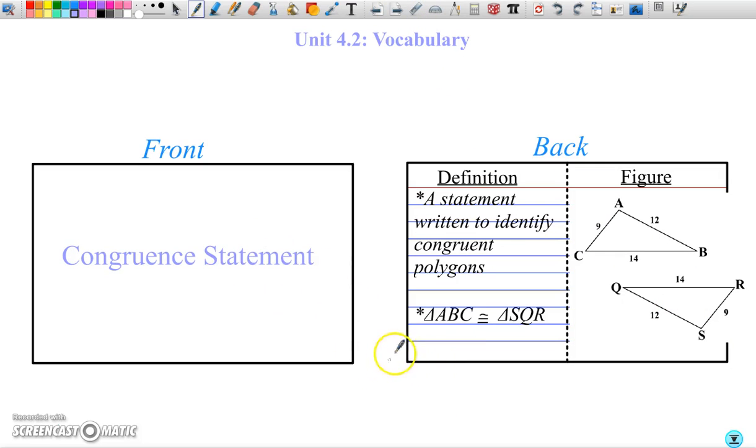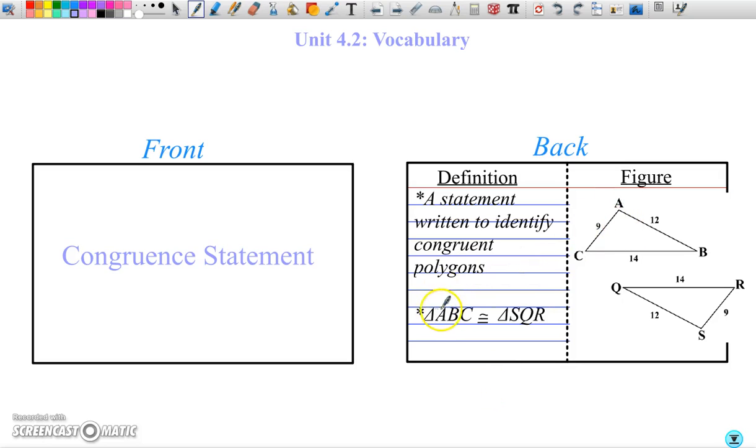Congruent statement. In a congruent statement, we write a statement to identify congruent polygons. This can be used with any polygons, not just triangles. We're going to go back and write a congruent statement based on that pentagon from a couple of slides ago.